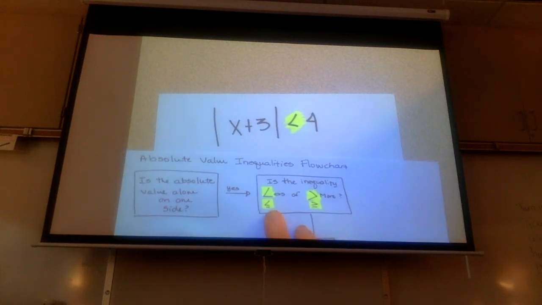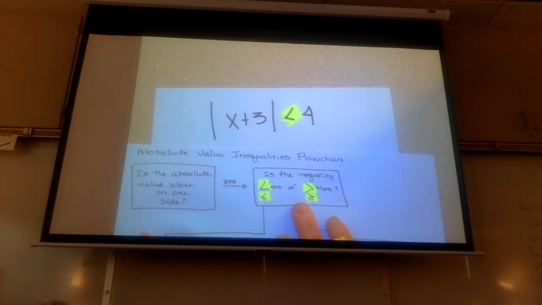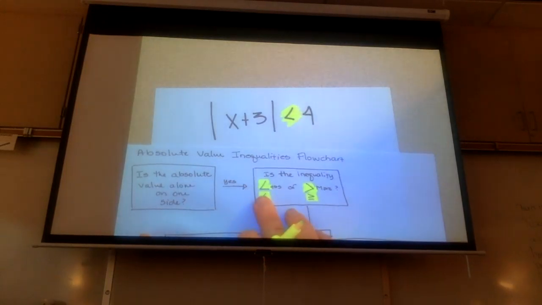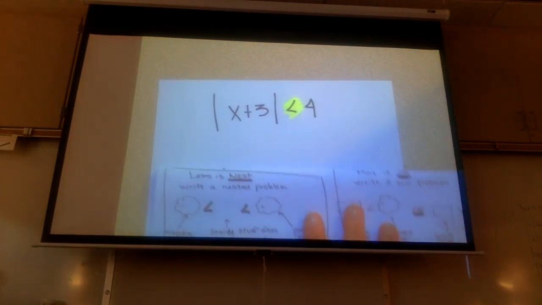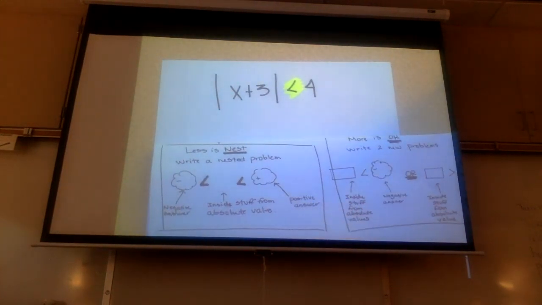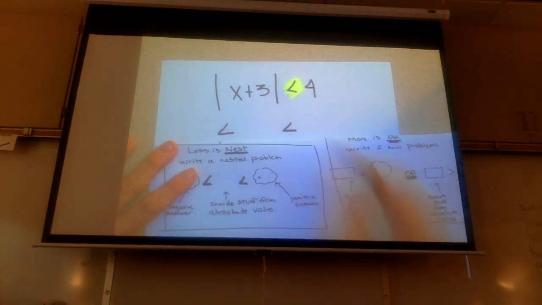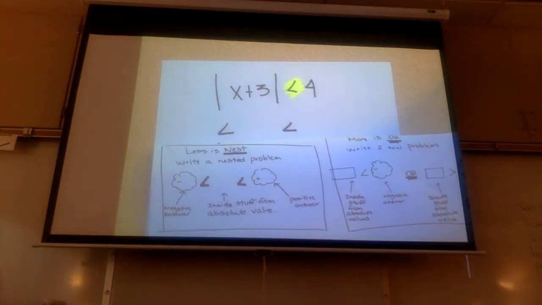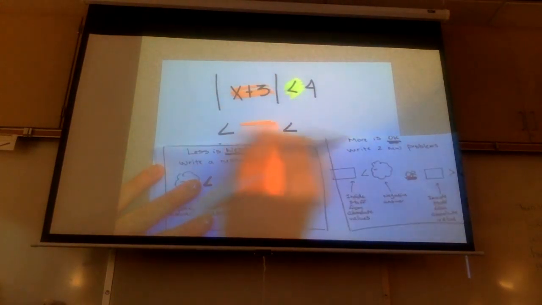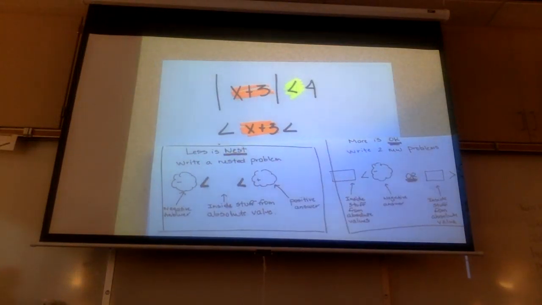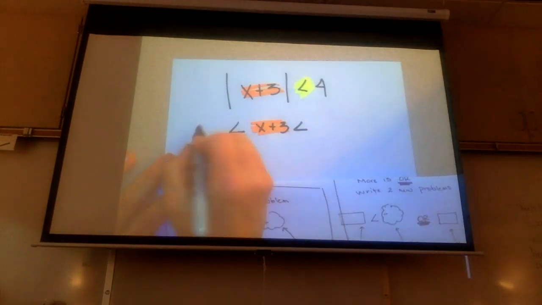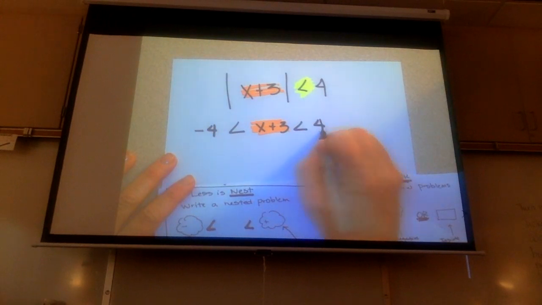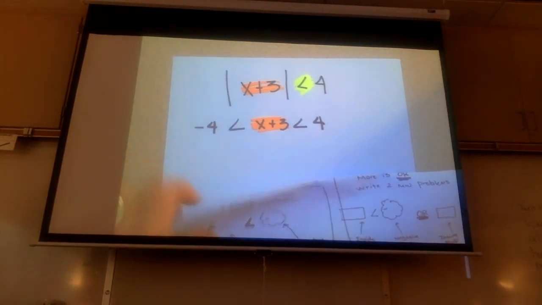Is it a less is nest or a more is or? This is another less problem. So go down here on the less side and it says, write a nested problem. All right, let's draw the nest. What goes in the nest? All of this part right here goes right down in the nest as x plus 3. Then I'm going to split it into a negative answer, positive answer. Negative 4, positive 4. That is the hard part. That's the splitting.